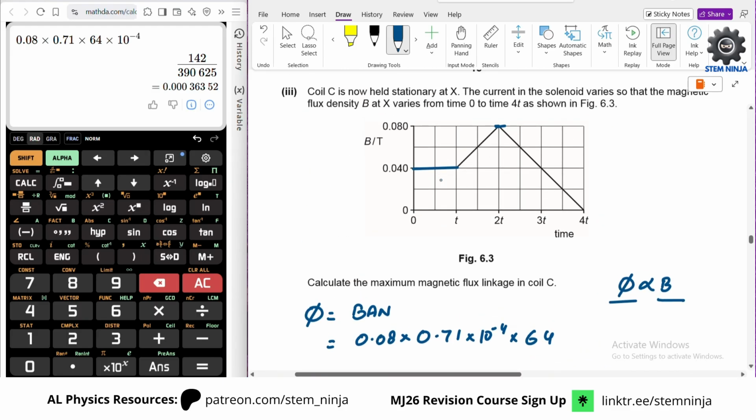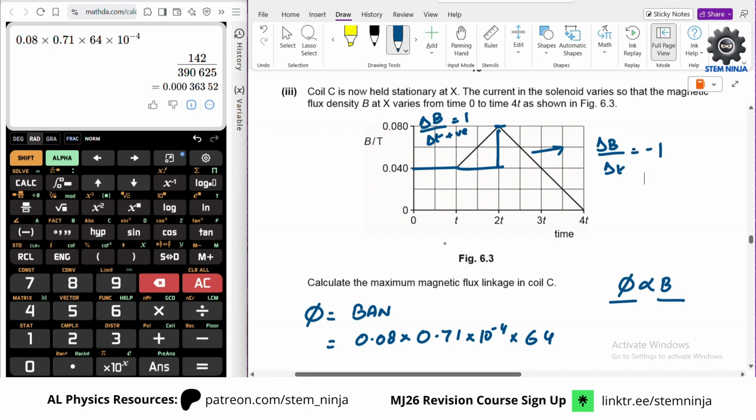Okay. Then we have a uniformly increasing B, which means a uniform non-zero value of induced EMF, and we need to see the gradient also. So rise over run is basically 1. So the gradient, the change in B over change in T, is 1, and over here in this part, rise 4 units, drop 4 units over there. So basically change in B over change in time is also -1.